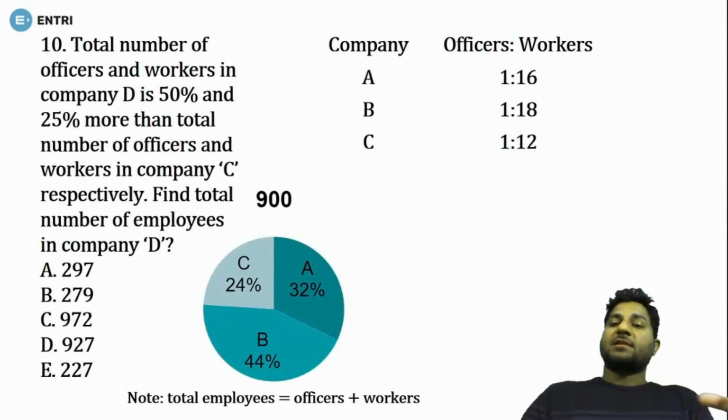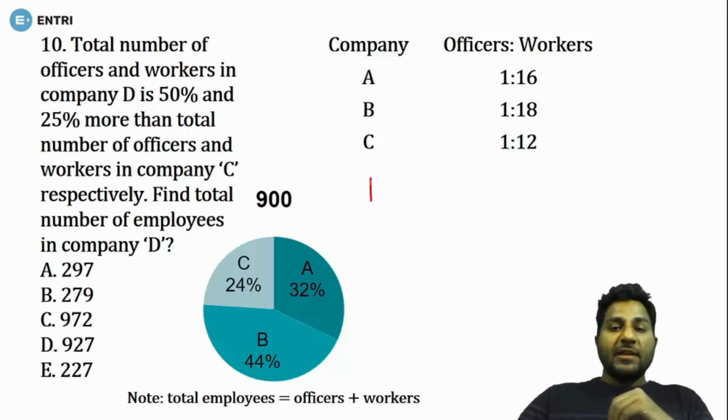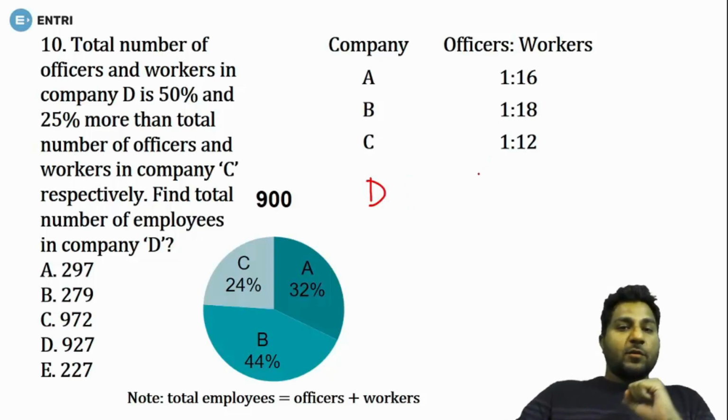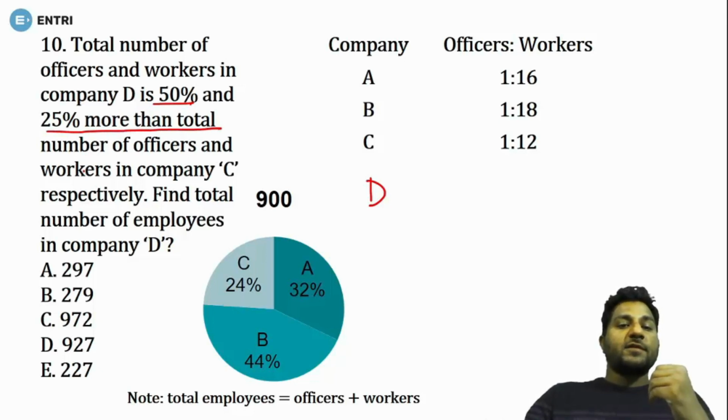Here comes the last question. Look, total number of officers and workers in company D. So basically there is no such data of D. So we have been given that the total number of officers and workers in company D is 50% and 25% more than the total number of officers and workers in company C respectively. So basically we need to find out the data of C first.